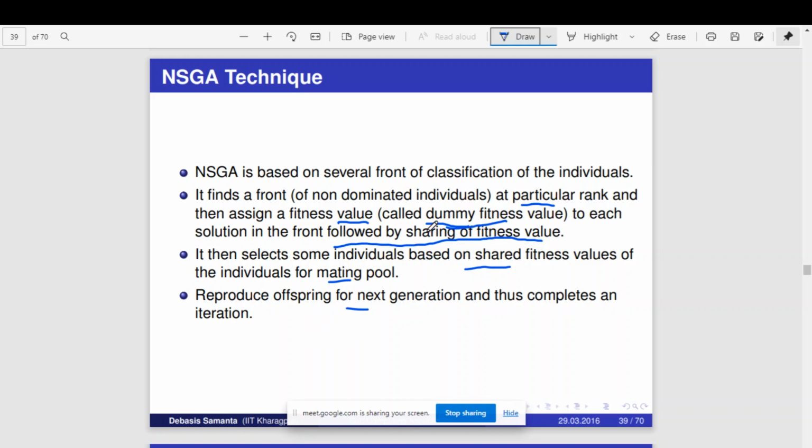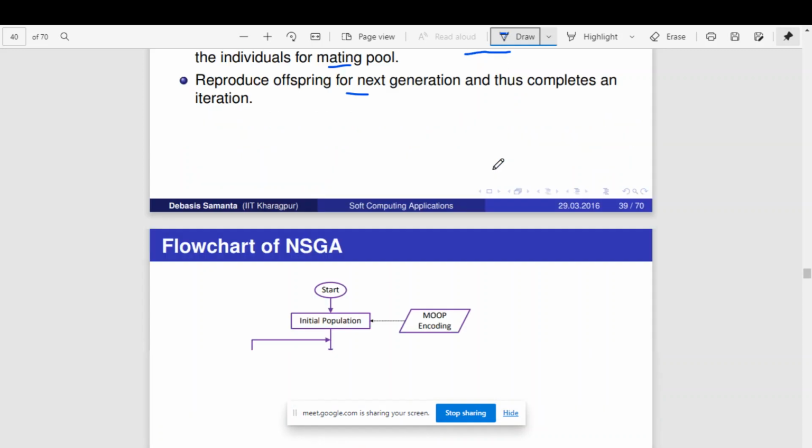Now, in a given front, all the individuals will be sharing their fitness value. From this it will select some individuals for the mating pool. But in between, there is a step: before selecting, it is going to replace this dummy fitness value with some other fitness value.